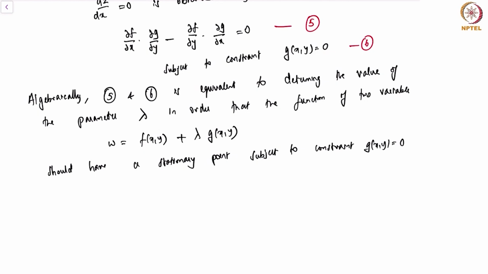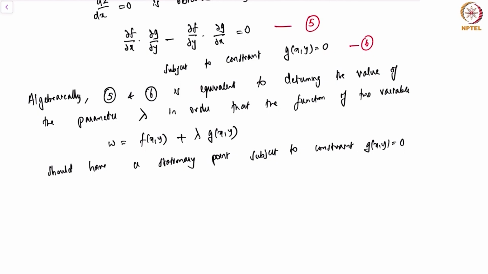Now, the claim is that this specific form of equation 5 can be easily satisfied by just defining a new auxiliary function, that is w. This w is nothing but f of x comma y plus lambda times g of x comma y. So we want to maximize or minimize this function f and the constraint g, and we have basically just written an algebraic relation between the two functions.